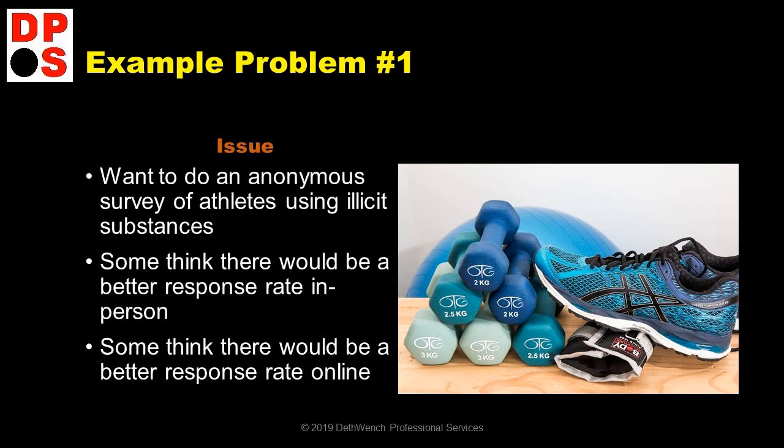Imagine your research team wanted to do an anonymous survey of athletes to find out how common it is for them to use illegal substances. Since this is a touchy subject, response rate can be an issue. You plan to do the survey among members of a gym with which your team has partnered, and some in the team think your survey would get a better response rate if done on paper in person at the gym, and others think that a better response rate would be obtained if you emailed a link to the online survey using the gym membership database. Who knows who is right?